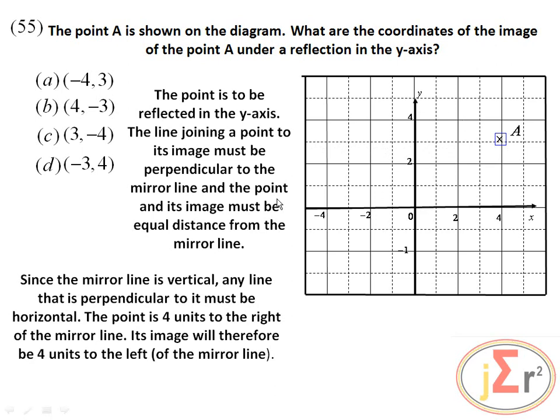The other rule is that the point and its image have to be equal distance from the mirror line. 1, 2, 3, 4 units. Therefore, the image has to be located 4 units on the other side. 1, 2, 3, 4. There. (-4, 3). The correct answer is option A.